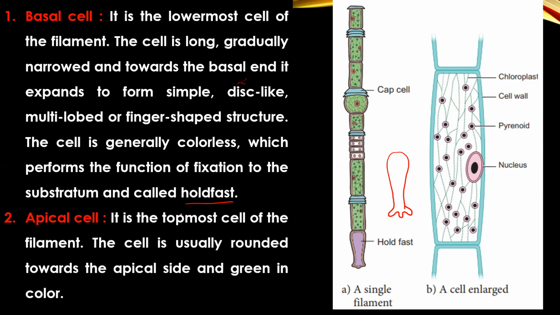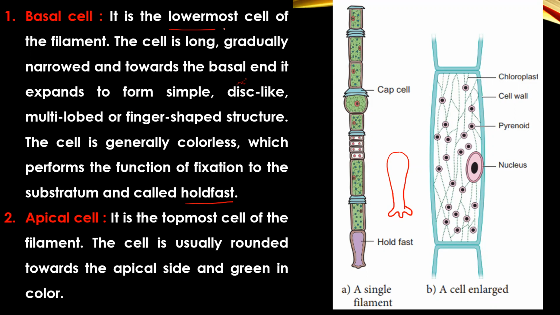Next, we have the apical cell. It is the topmost cell of the filament. From the very word apical, you can understand it is at the apex, right? The cell is usually rounded towards the apical side and green in color. See, holdfast is colorless. Note these points.